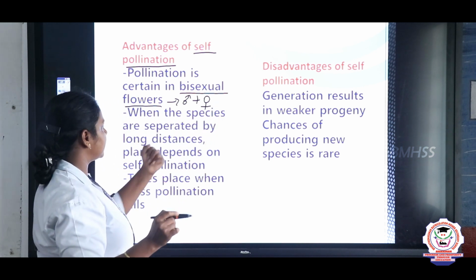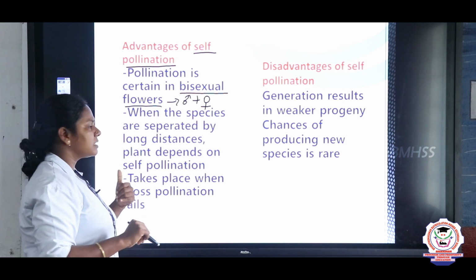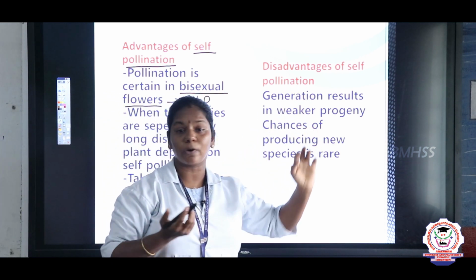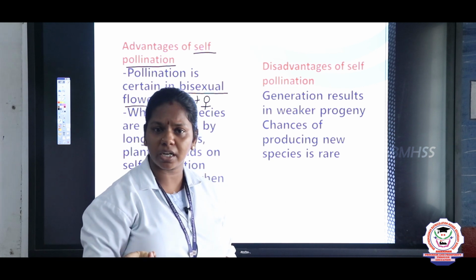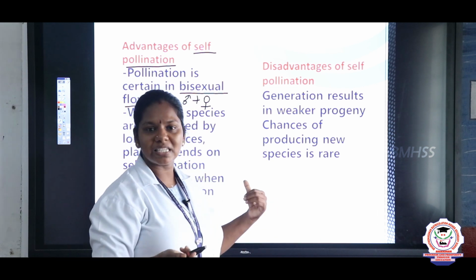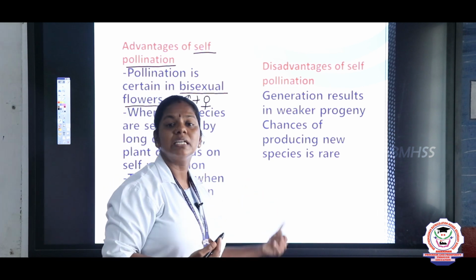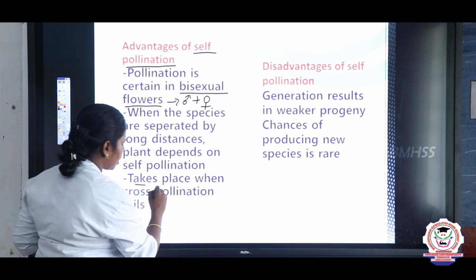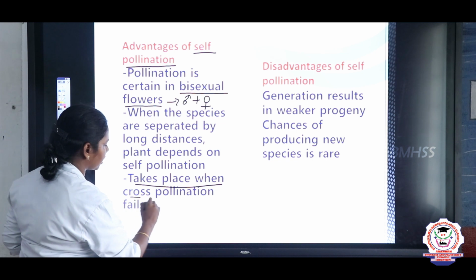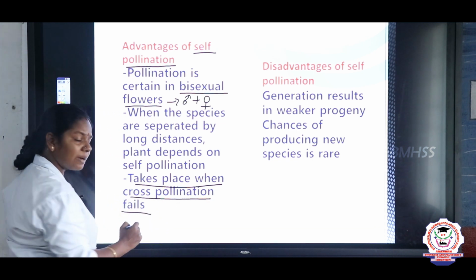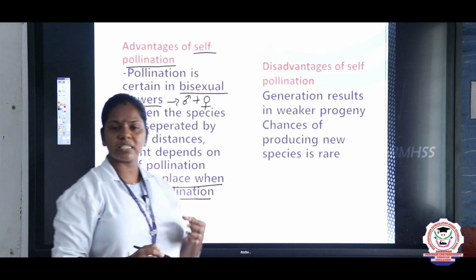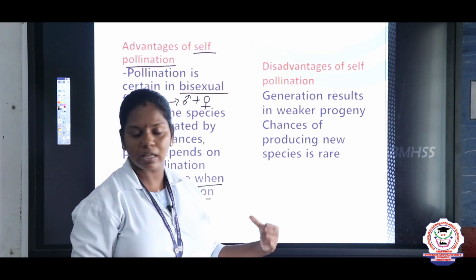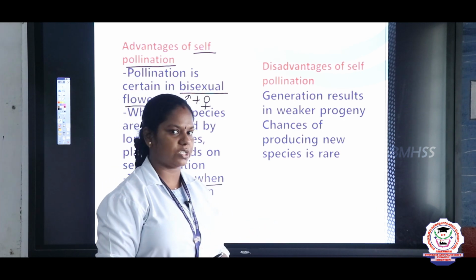And here some plants, the species may be separated through long distances and cross pollination may not be possible. So in such plants they pollinate by self pollination. And another advantage is when cross pollination fails. In some plants cross pollination, that is pollination through the agents, may fail. In such plants self pollination is very advantageous.